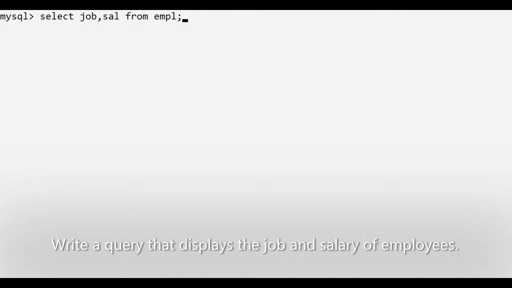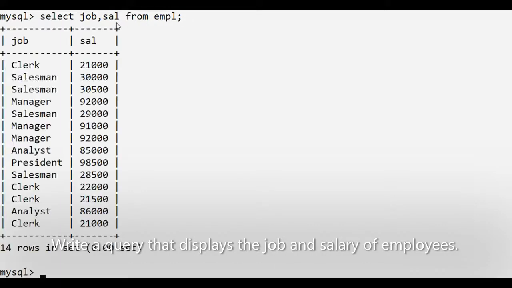Suppose we want to write a query that displays the job and salary of the employees. So we write select job, sal from employee. Only 2 columns will appear in the output, the job and the salary. Let's check the output. By default, duplicate rows of data will appear in the output.